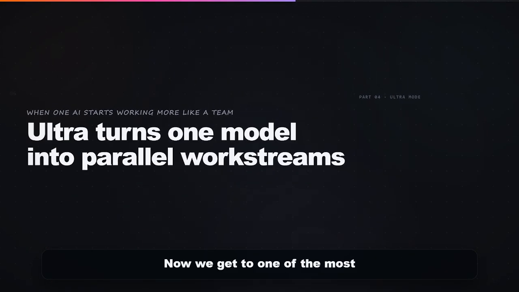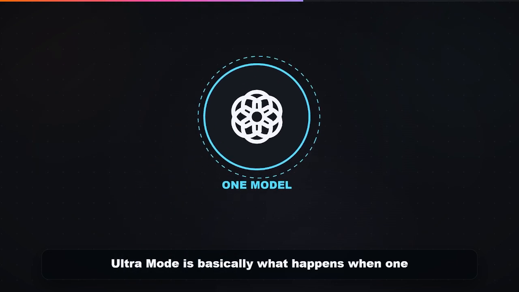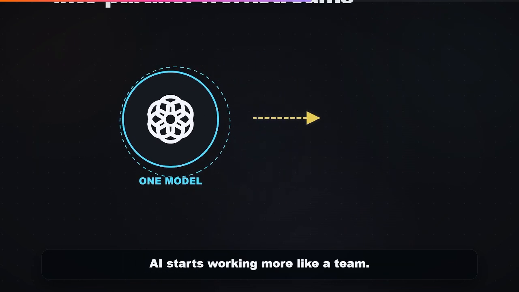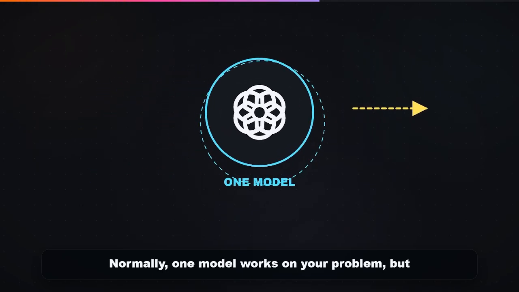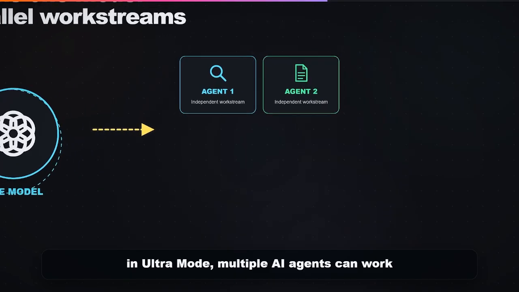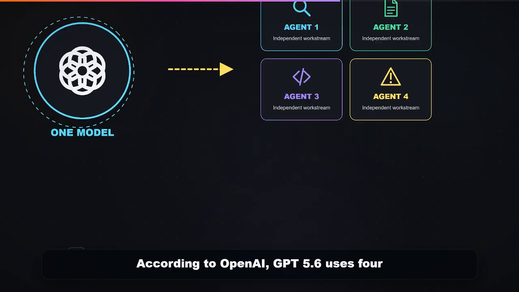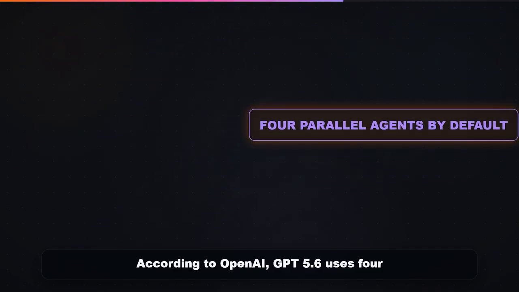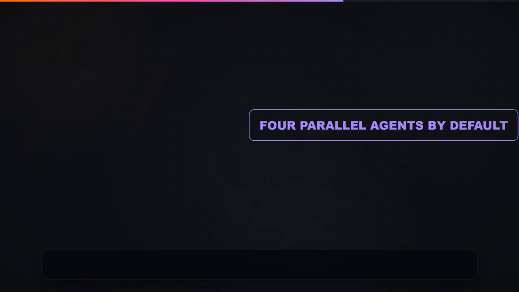Now we get to one of the most interesting features, Ultra mode. Ultra mode is basically what happens when one AI starts working more like a team. Normally, one model works on your problem, but in Ultra mode, multiple AI agents can work on different parts of the problem at the same time. According to OpenAI, GPT-5.6 uses 4 parallel agents by default.